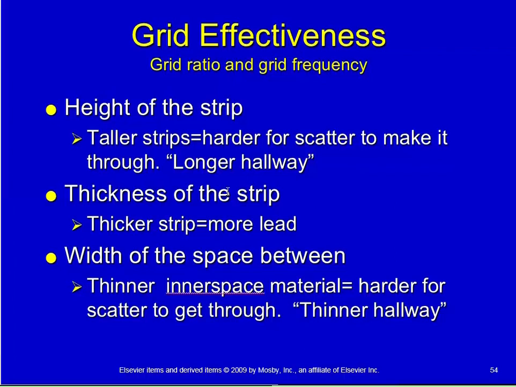Same thing happens with the grid strip. The thicker the grid strip is, the fatter the grid strip is, the more it's going to absorb. So the thickness of the strip is important, but it's still lead, so it's going to absorb almost all of the low energy photons, even if it's very thin. So height of the grid strip is very important. Width of the space in between is extremely important as well.